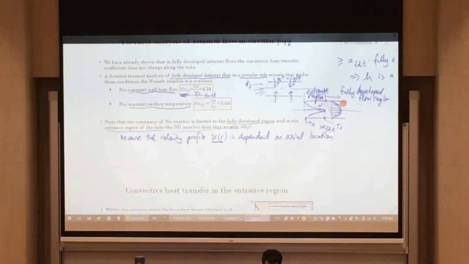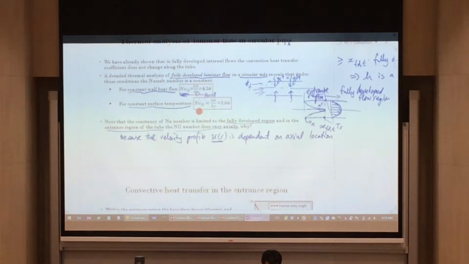...is a constant number. Depending on the configuration given to you, you have two configurations. One is when there's a constant wall heat flux, then your Nusselt number is governed by that. The other configuration is when you have a constant surface temperature, and your Nusselt number is given by this expression. Anything in the entrance region is when your h value is changing. If it's changing as we go across x, then your Nusselt number would vary.